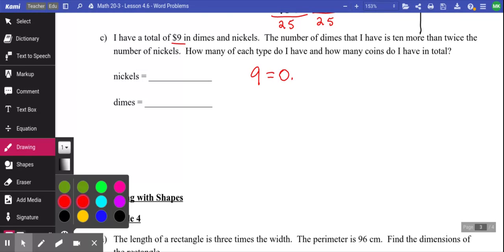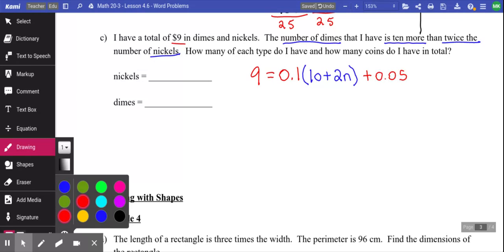A dime is worth 0.1. Then I have to multiply by the number of dimes. The number of dimes is 10 more than twice the nickels. So 10 more would be 10 plus. Twice the nickels, that's 2n. That is how many dimes I have. Then I need to add the value of all my nickels. A nickel is 0.05. I don't know how many nickels there are, so I put n. And there's my equation.